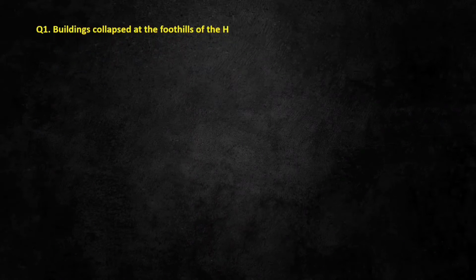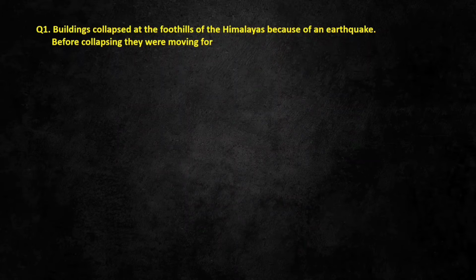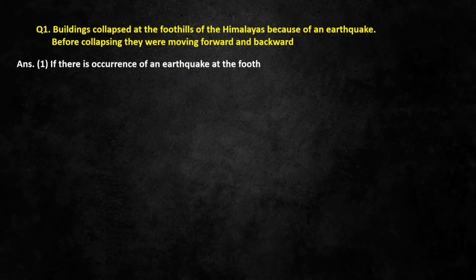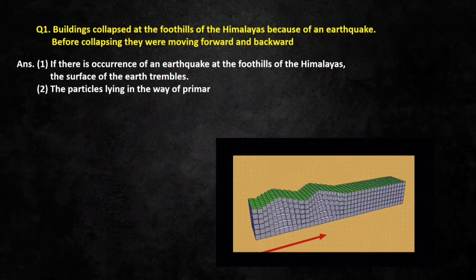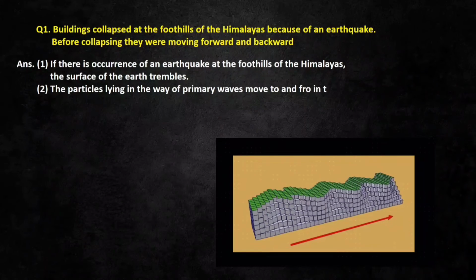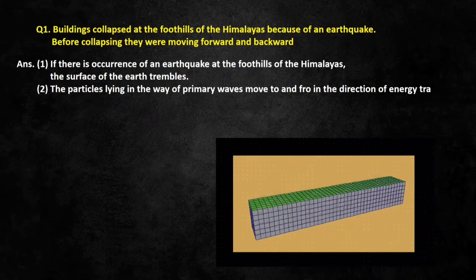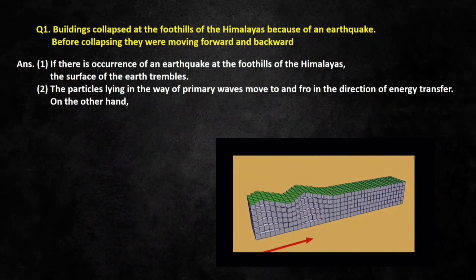Buildings collapsed at the foothills of the Himalayas because of an earthquake. Before collapsing, they were moving forward and backward. If there is occurrence of an earthquake at the foothills of the Himalayas, the surface of the earth trembles. The particles lying in the way of primary waves move to and fro in the direction of energy transfer.